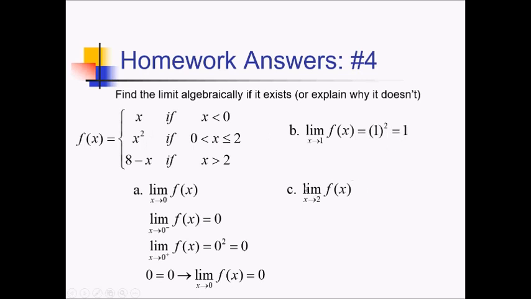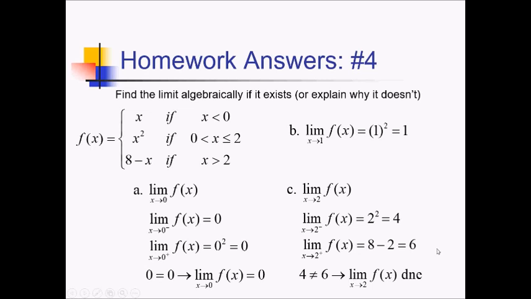And then for part C, as x approaches 2, 2 is a border value between the second and third rules. So for the left side limit at 2, we're using the second rule here, doing 2 squared. So that's going to be 4 for that limit. And then for the right-sided rule, we have to use this next rule, 8 minus x. So we're doing 8 minus 2 in this case, which is going to give us 6, which does not equal 4. Therefore, because the left and the right-sided limits do not match up, that limit at 2 does not exist.